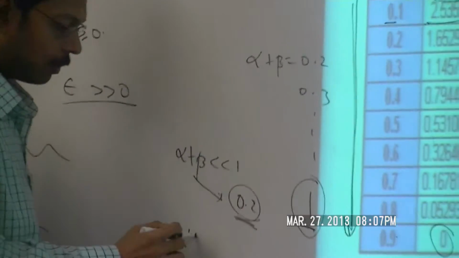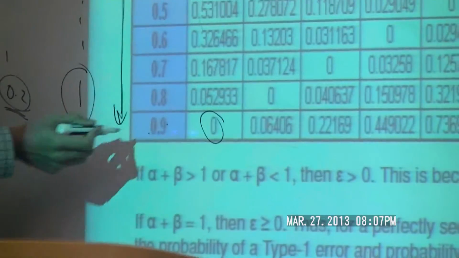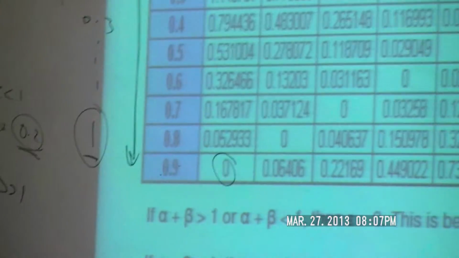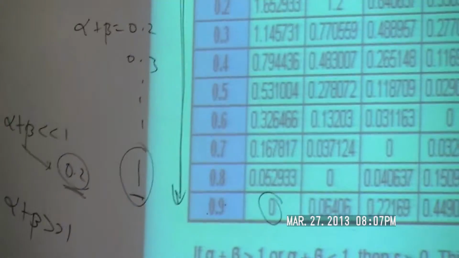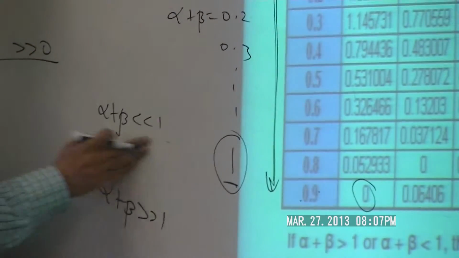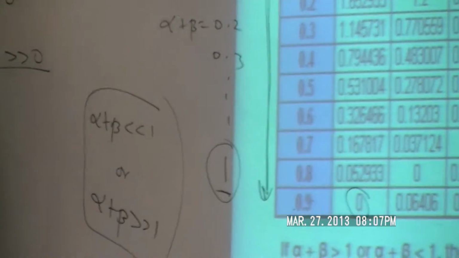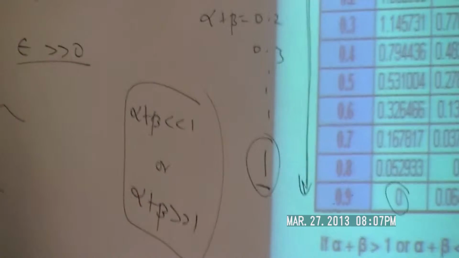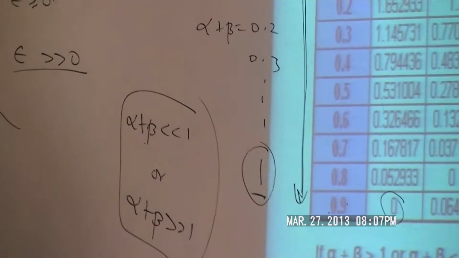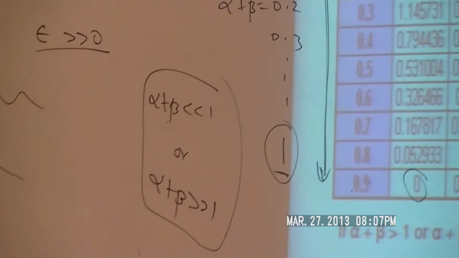Similarly, when alpha plus beta is far greater than 1, you see here in this table, 0.9 and 0.9 for beta and alpha, so 0.9 plus 0.9 is 1.8, so you still have this to be 2.535. So the answer is what? It has to be either far less than 1 or far greater than 1, so you write both. If it is equal to 1, it is perfect. If it is far less than 1 or far greater than 1, it is imperfect.